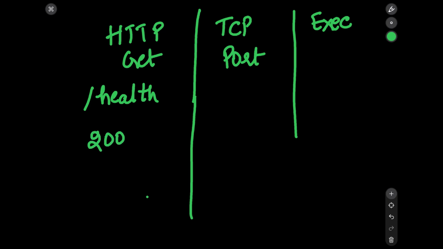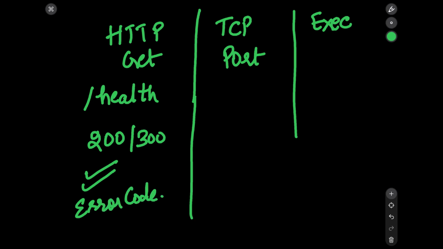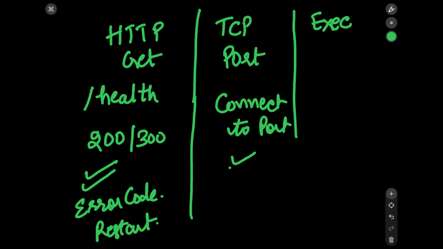For HTTP GET, which is the most common for web APIs, we check the status code returned by the endpoint. We can have a dedicated endpoint in our application like health, or you can use your existing endpoint, but the recommendation is to have a dedicated endpoint in your web app. If it returns a code in the 200 or 300 range, like 202 or 303, then it is considered success. If it is in the 400 or 500 series, we consider it an error code, and the container will be restarted.